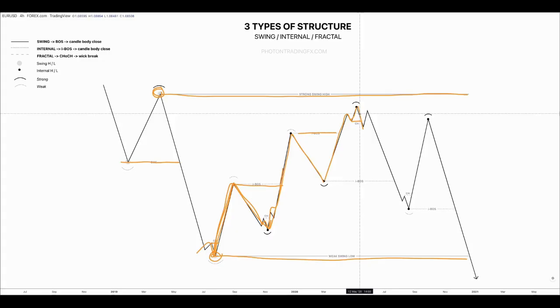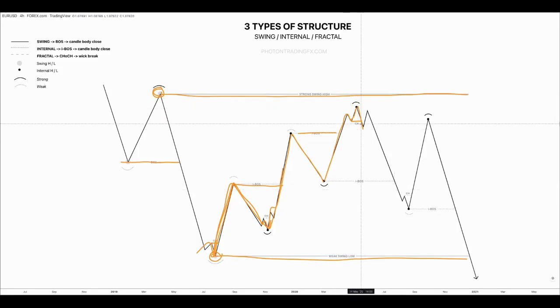But remember the framework that we use. Change of character, so fractal structure, only signals the start and end of the internal pullback. So when we get this bearish CHoCH, we can go, okay, maybe now the swing pullback is finished and maybe now we can target this low, but it's not confirmed until we get the internal structure shifting bearish. Again, I'm going to keep repeating it. I know it's probably way over the top for some of you, but it's really important that you drill this into your mind. Change of character signals the start and end of internal pullbacks, and then IBOS signals the start and end of swing pullbacks.